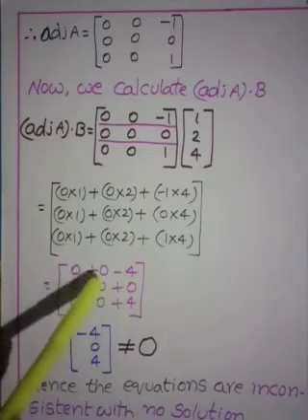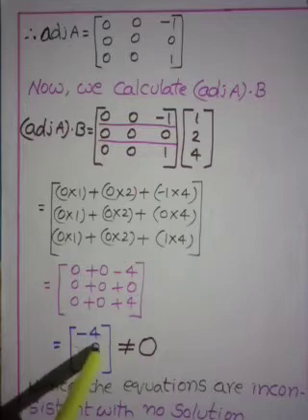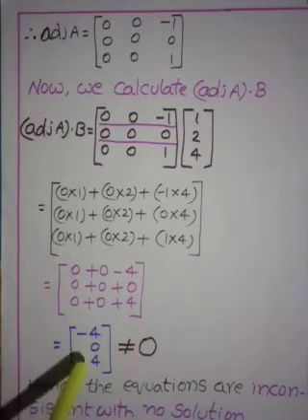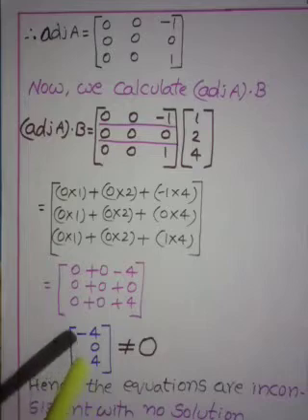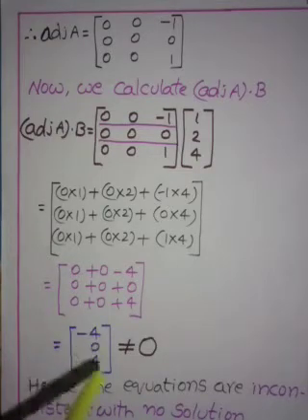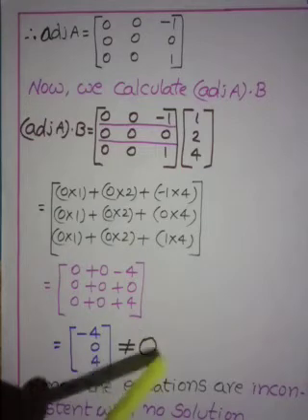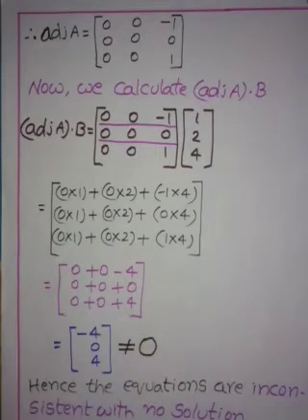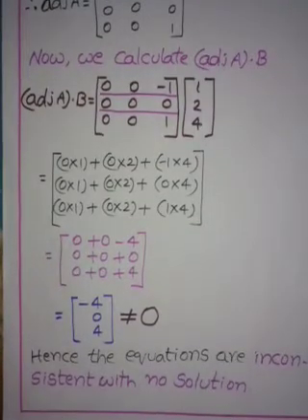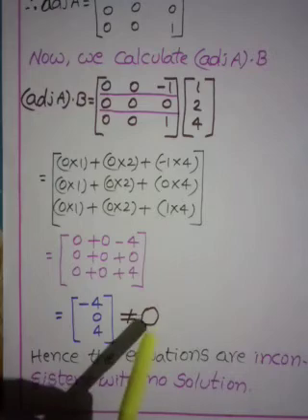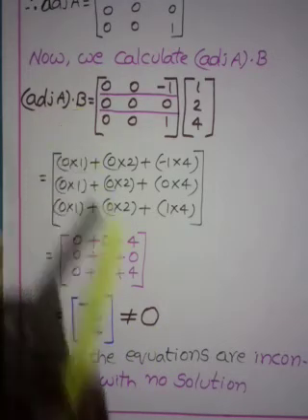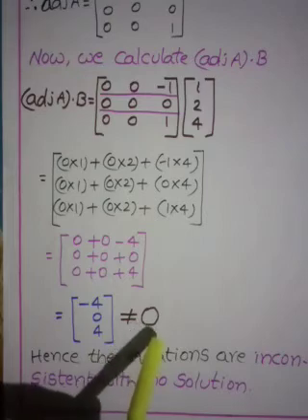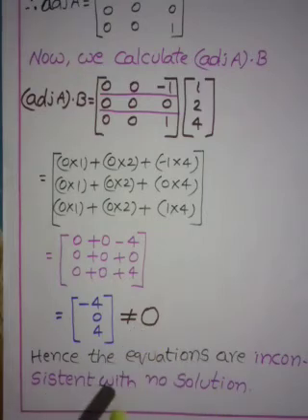Again after simplifying these three numbers, what will you get? Minus 4, 0, 4. Is it a zero matrix? What is meant by zero matrix? Every element in the matrix should be 0. But here these two are non-zero elements. So it is not a zero matrix. Understood, my children? Now here the equations are said to be inconsistent with no solution, because we are not getting a zero matrix. Here adjoint A into B is found, and in that case we did not get a zero matrix. So we say that it is inconsistent with no solution. Understood, my children? Right.